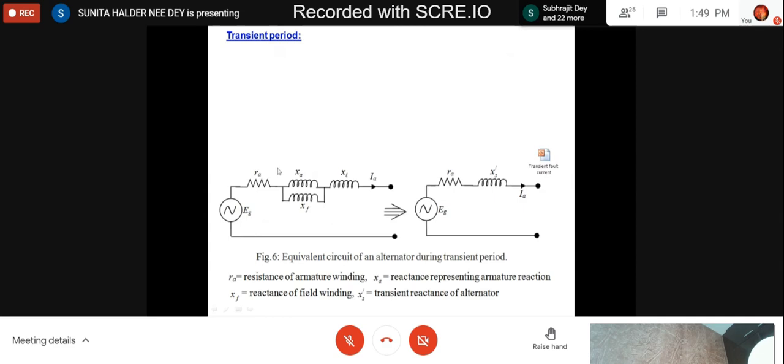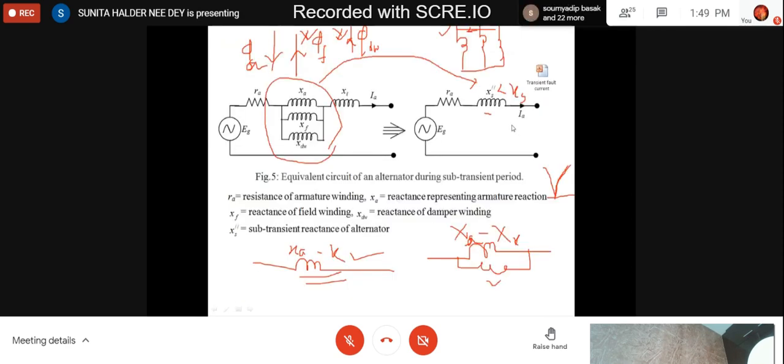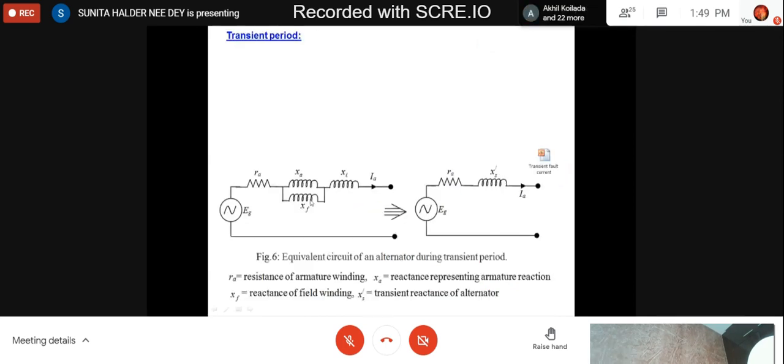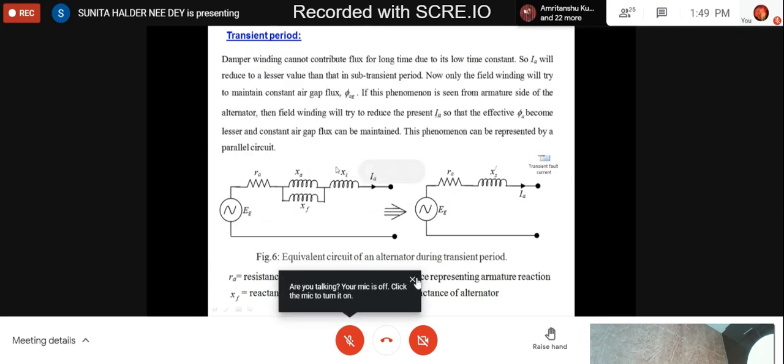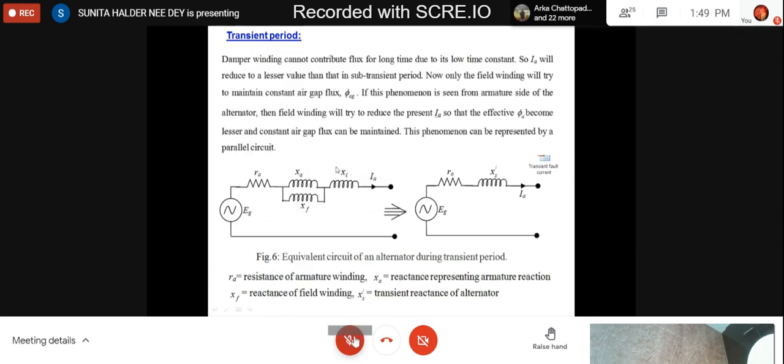So in that case, the effective armature reaction flux or armature reactance will be the parallel combination of these two, that is XS dash. So I only want to convey that obviously XS dash will be less than XS double dash, because in that case three windings were in parallel. Here only two windings. The damper winding has gone because it has the low time constant. I have already explained this, so I'm not reading it.